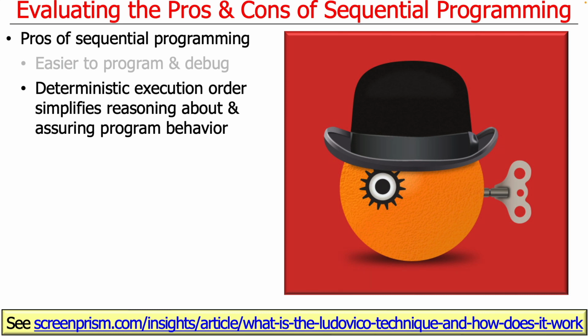Deterministic execution order simplifies reasoning about and assuring program behavior. Determinism is often a good thing from the point of view of quality assurance, testing, debugging, and so on. If you've ever seen the movie Clockwork Orange, deterministic behavior is not always desirable for other reasons. If you want to shock yourself, you should watch the Ludovico technique applied there.